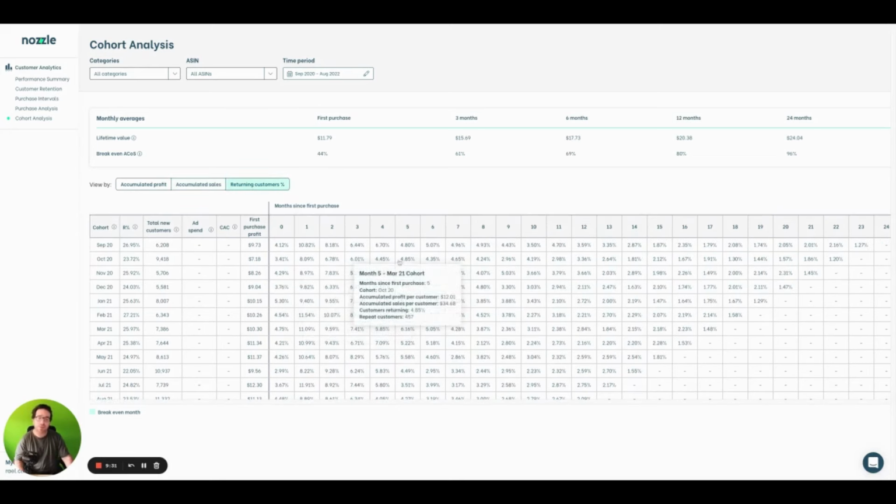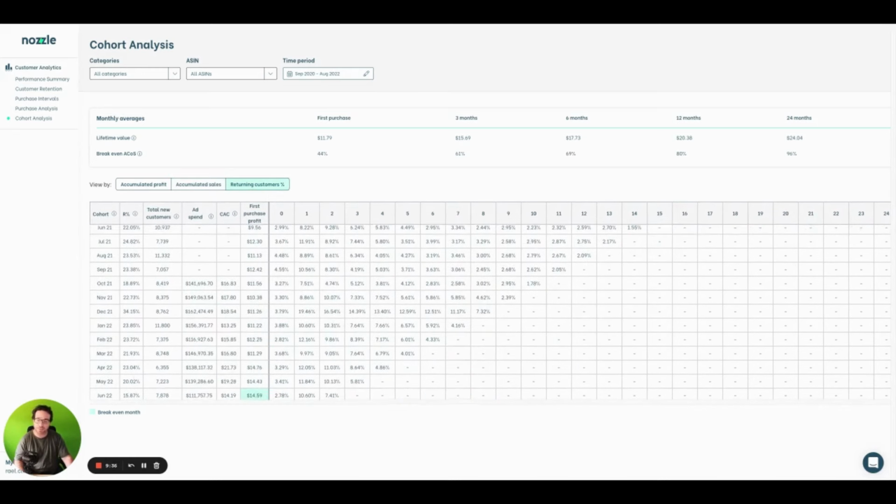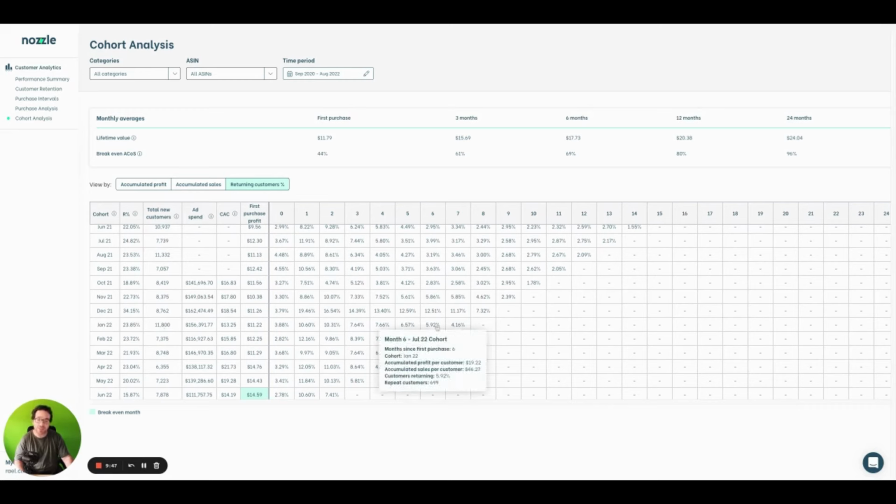The final tab is just the percentage of people in that cohort returning in a given month. Let me give you an example. The January 22 cohort had a record amount of 11,800 new to brand customers. In month 6, which coincides with 6 months after their first purchase, so this is going to be July 22 because they first bought in January, you can see that 5.92% of the 11,800, or 699 customers, repeat bought in that particular month.